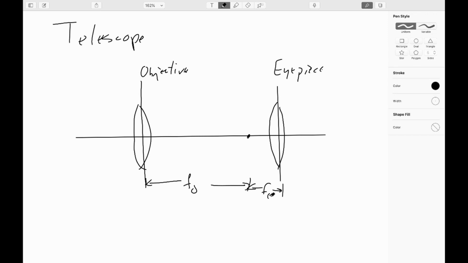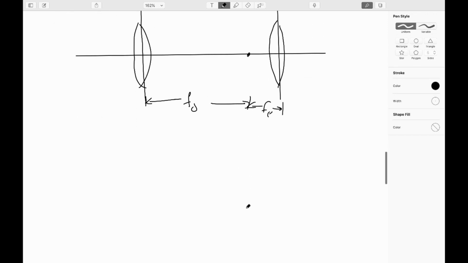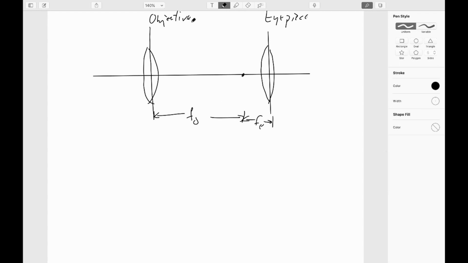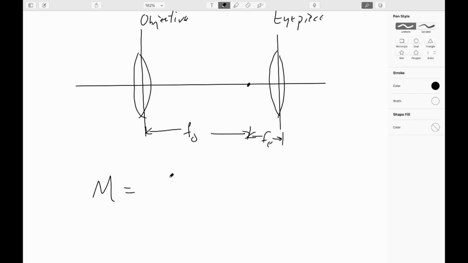So this is the focal length of the objective, that's the focal length of the eyepiece. And again, same kind of logic here, a pair of simple magnifiers. You can show that the angular magnification is equal to minus FO over FE, where FO is the focal length of the objective, FE is the focal length of the eyepiece.